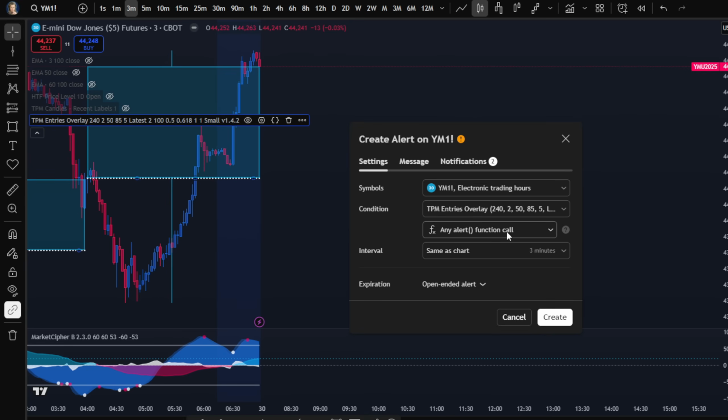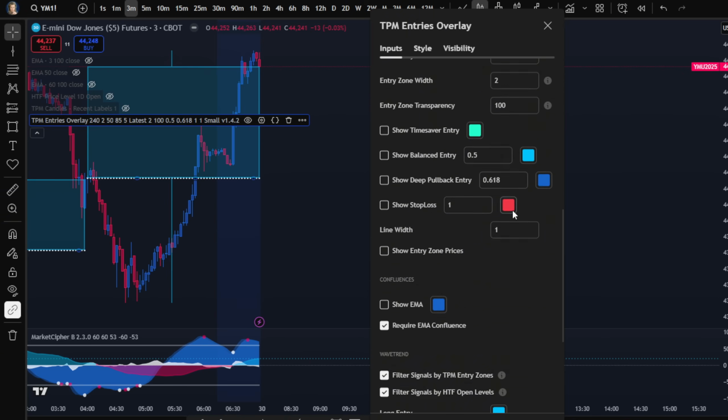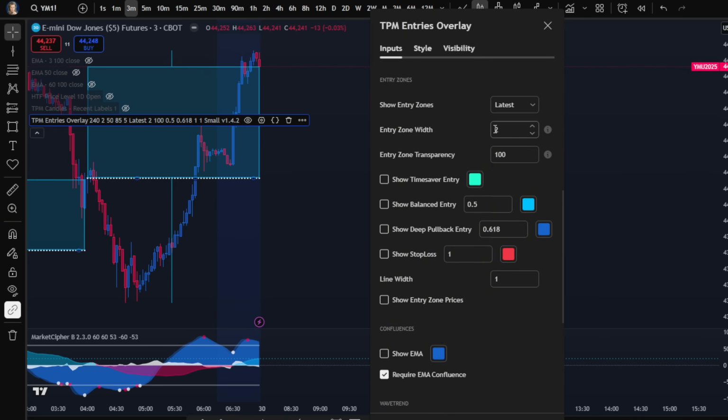Automatically it will message you and say 4-hour 3-minute long entry on Dow, or 4-hour 3-minute short entry on Dow, because it's already considering the directional bias using the higher time frame TPM turning point candle. And you've already specified that you're looking for entries on the second and the third candle only. So that's all you have to do, and then create the alert. You're using the 4-hour time frame to show you the bias. And if you're only looking for the second and the third candle, you have this changed to 2.